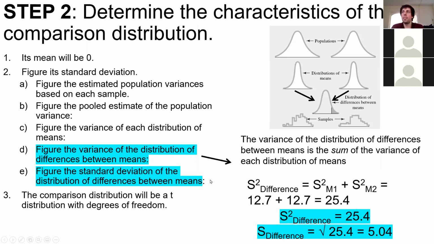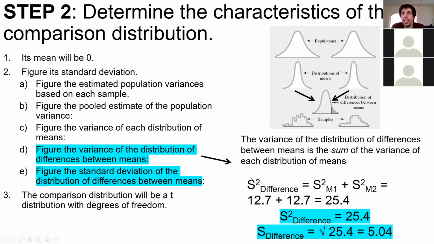But anyway, the very last step of the second sub-step of determining the characteristics of the comparison distribution is to take the variance of our distribution of difference between means and take the square root of it in order to get the standard error of our comparison distribution. So the square root of 25.4 is 5.04. And with that, we have the last fact we need to know about the comparison distribution.